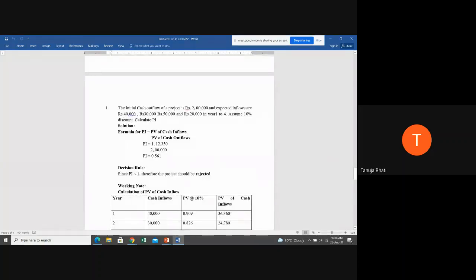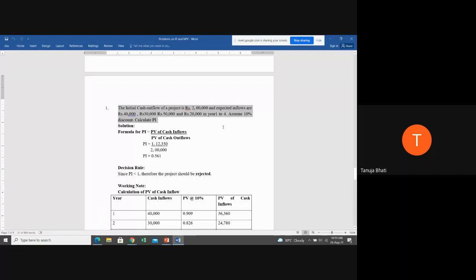So here the initial cash outflow of a project is rupees 2 lakh and the expected inflows are, here the PV of cash outflow is already given, 2 lakh rupees. Now the inflows are 40,000, 30,000, 50,000, 20,000 in years 1 to 4. Assume 10% discount rate, calculate PI. This is the same sum. Only here the working notes will be same as NPV, but only the formula is changing.